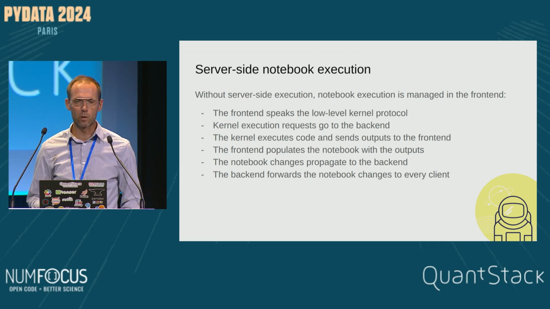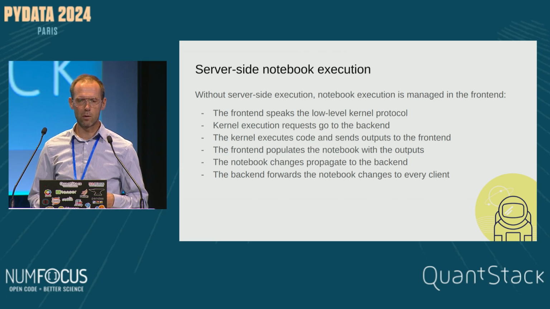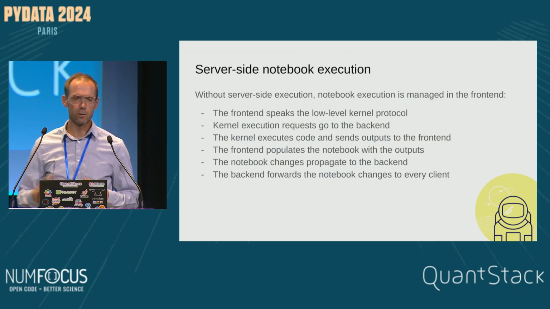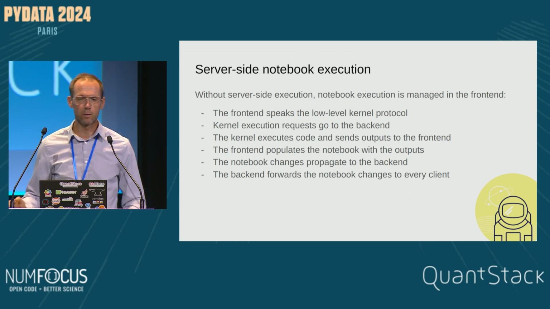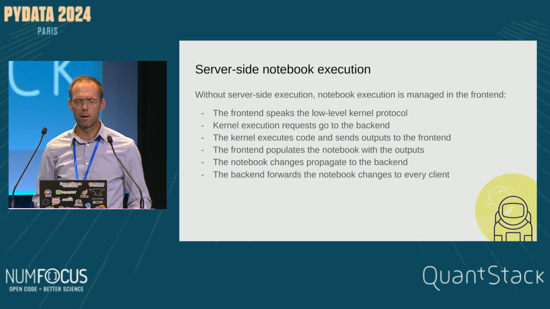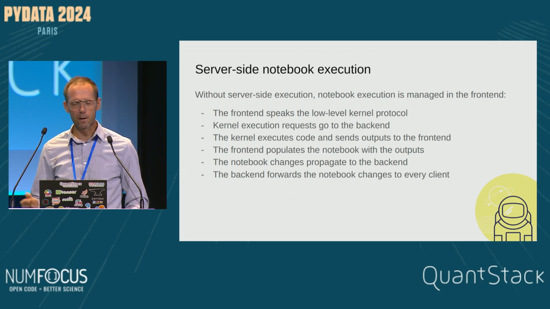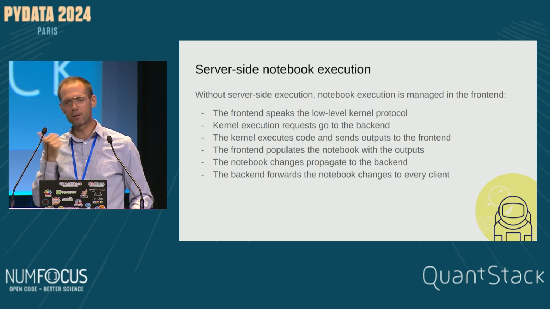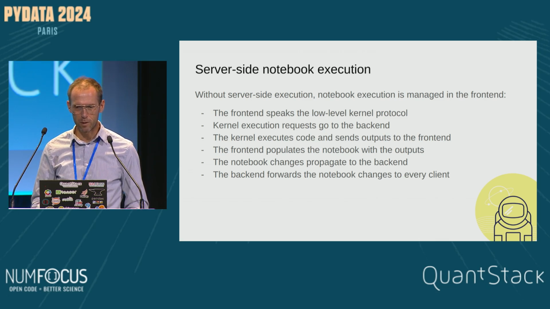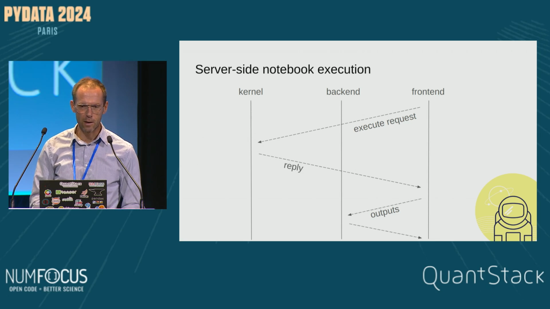So basically what we do is let the front end speak the kernel protocol, which is a very low-level and complicated protocol. So the front end sends an execution request, the backend talks to the kernel, sends the reply back to the front end, which has to interpret it and change the notebook accordingly with the outputs that were provided. And then that goes back to the backend and then back to all the front ends. So it's kind of complicated. The diagram looks like that.